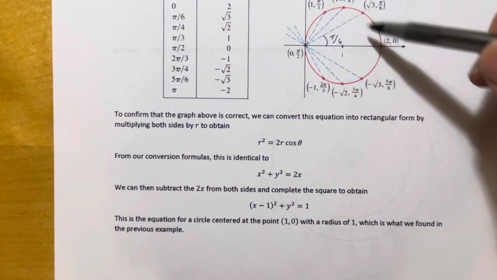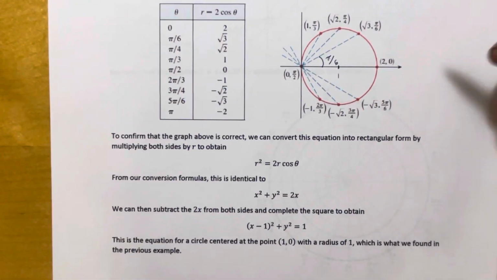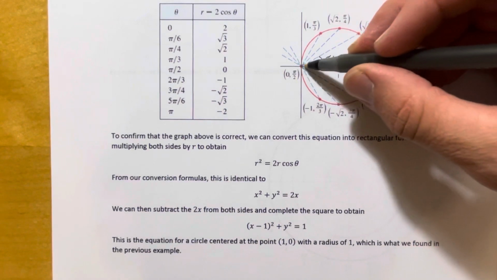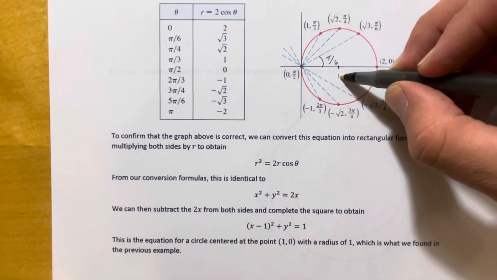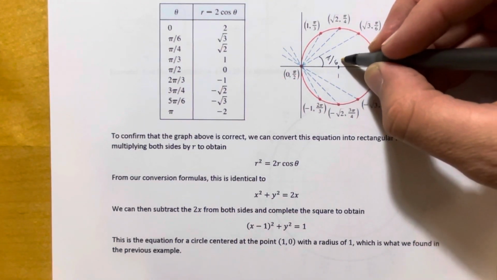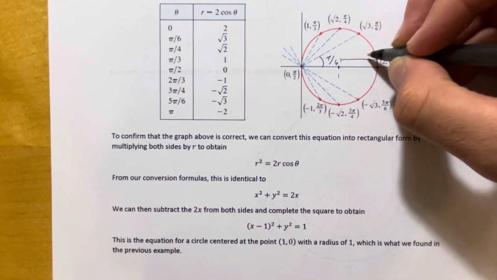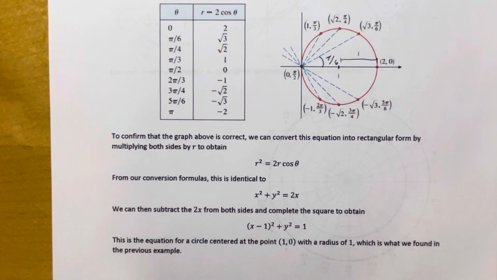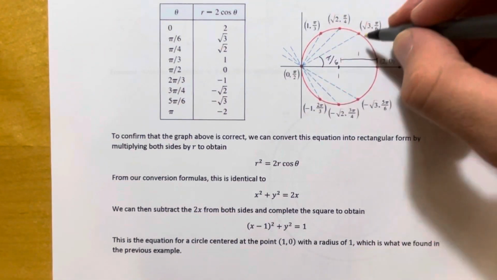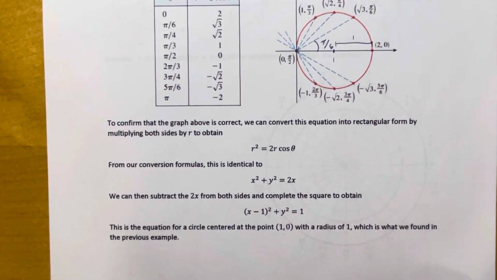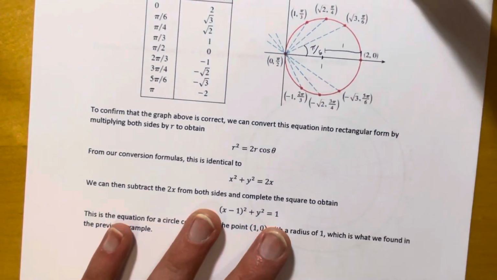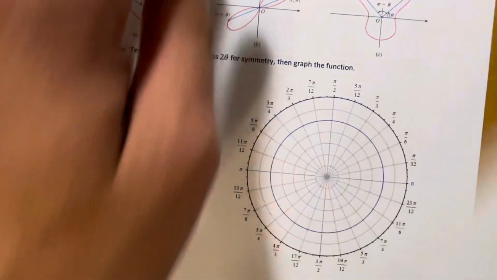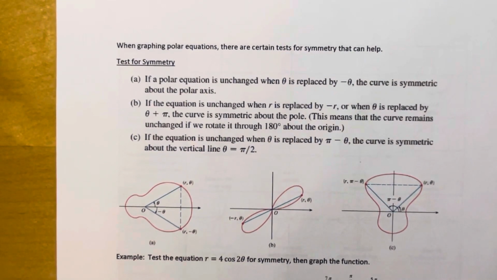So does that match what we're seeing here? Well, yeah, the center would be on this positive x-axis halfway between 0 and 2, so that would be 1. And then the radius is definitely 1. I can see that visually right there. So this does match what we get when we convert this into rectangular coordinates. All right. Let's take a look at some more.